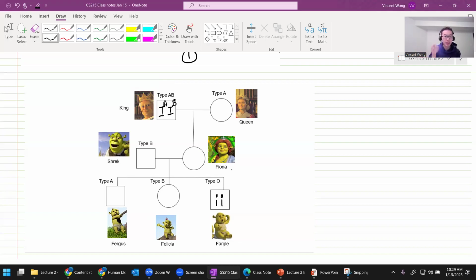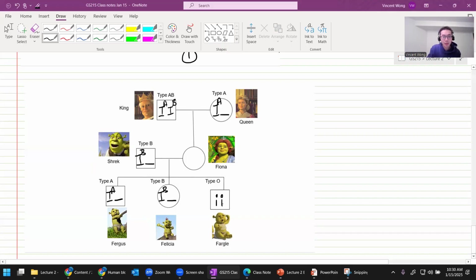Everyone else in the pedigree, we only know half of the genotype for certain. So let's write those down. The queen would be IA something. We don't know if she's IAIA or IA little i. Okay, we've got to figure that out. Shrek here is IB something. And Fergus is IA something. And Felicia, she's IB something. So that's all we know for now, for certain. Everything else we have to use some reasoning and logic to figure out.